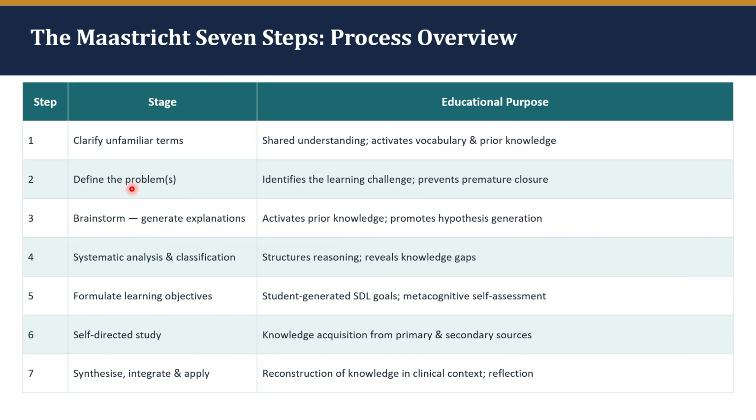The second stage is to define the problem. The aim here is to help the learner identify the learning challenge and prevent premature closure. Brainstorm, phase 3, generates explanations, activates prior knowledge, and promotes hypothesis generation. Systematic analysis and classification, which is initial concept mapping, structures reasoning and reveals knowledge gaps. The final step in session 1, step 5, is that students generate self-directed learning goals, a metacognitive self-assessment.